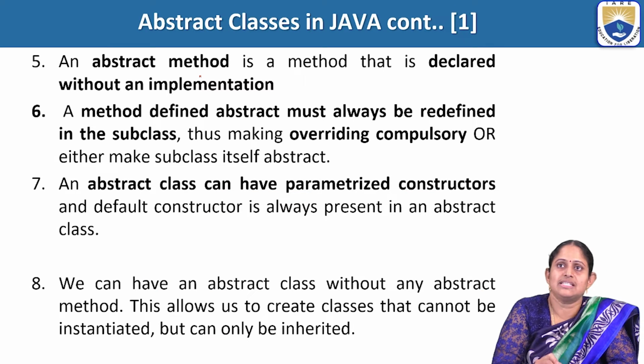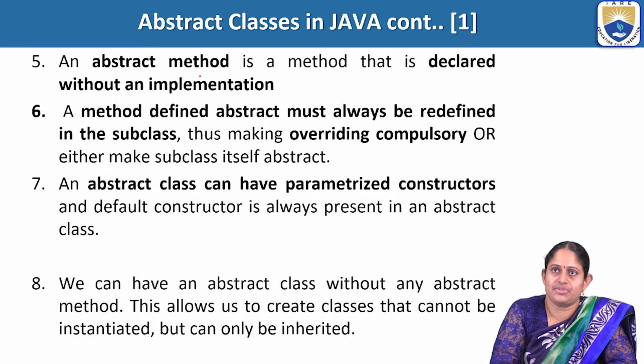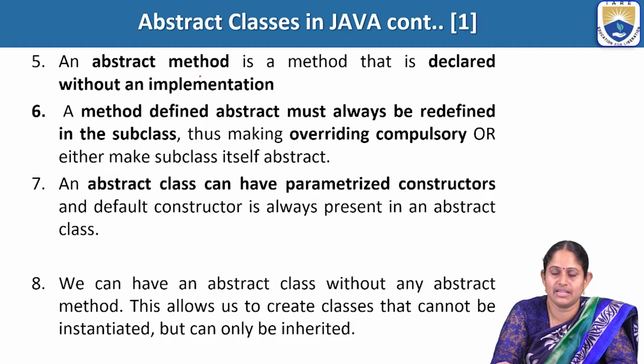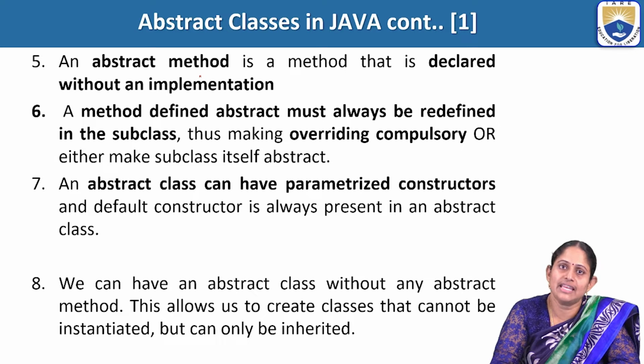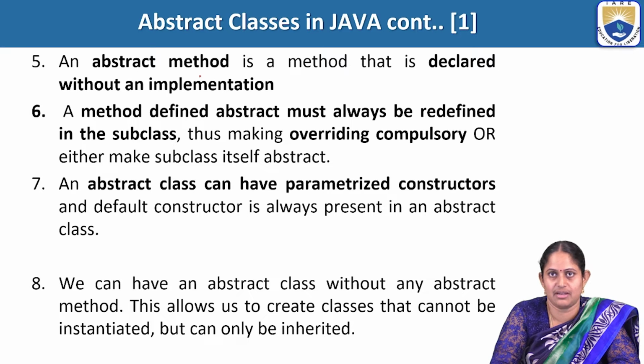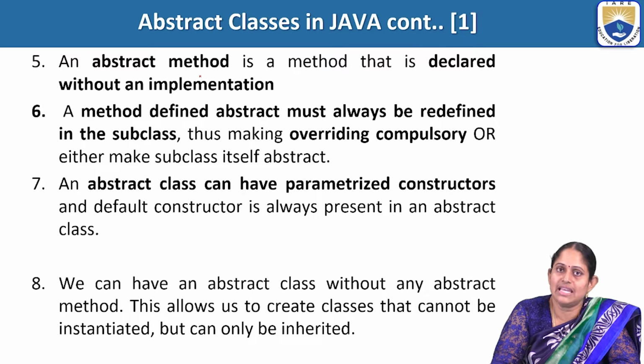The abstract method is a method that is declared without an implementation. You don't have any body for that abstract method. A method defined abstract must always be redefined in the subclass, thus making overriding compulsory, or else the subclass itself must be made abstract. So if we have any abstract method in the superclass, then the child class inheriting that superclass should provide an implementation for that abstract method. Or if we are not giving any implementation, then we have to declare that subclass also abstract.